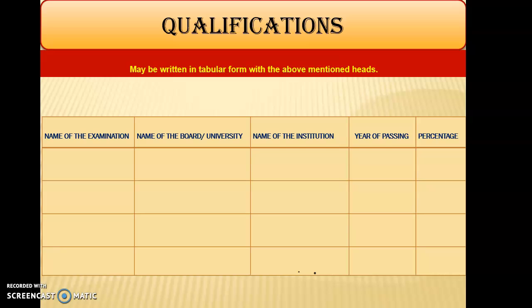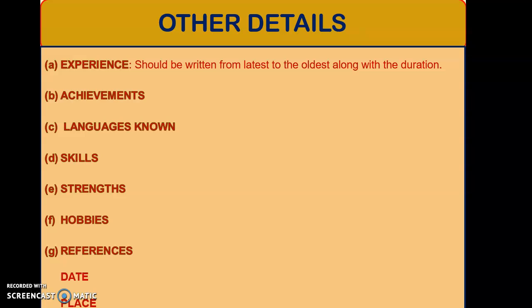Then after the personal details comes the qualification. It may be in tabular form as given here, or you can also mention your last qualification. Name of the examination, name of the board or university, name of the institution, year of passing, and percentage. Then other details. Here, experience: if you have served earlier anywhere in any organization, you have to mention the experience. If more than one, then from latest to the oldest, along with duration, how many months or years you have worked. Then achievements, any special achievements you have. Languages known, skills, strengths, hobbies, and references.